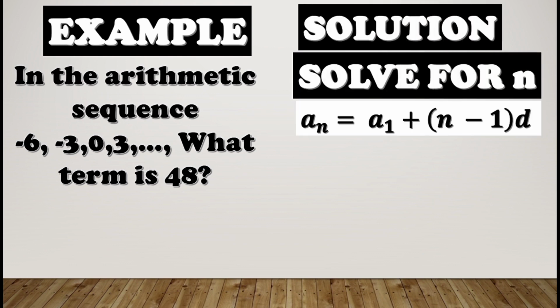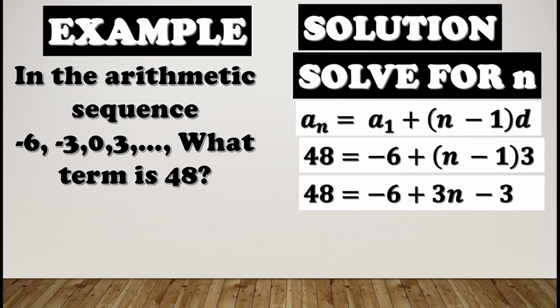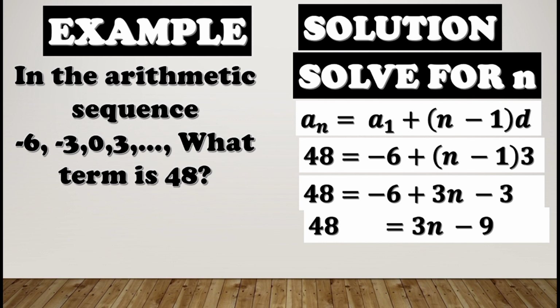Utilizing our arithmetic sequence formula, our last term is 48, our first term is negative 6, n is unknown, while the common difference is 3. So let us simplify. Let's combine negative 6 and negative 3 on the right side of our equation. That is 48 equals 3n minus 9.